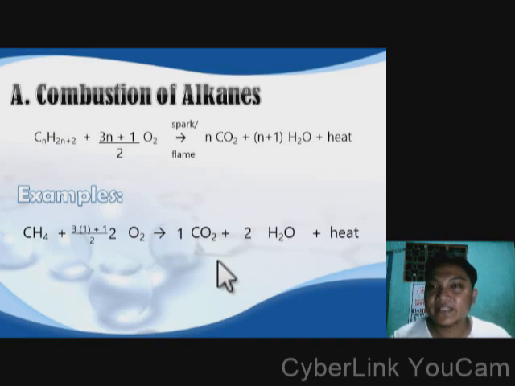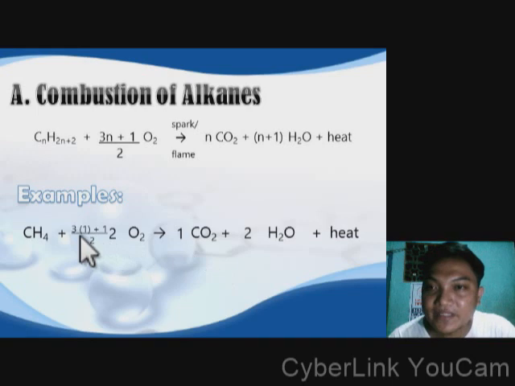Plus (3n+1)/2. So, n is the number of carbon, so (3(1)+1)/2, that is your oxygen. Through spark or flame, we produce n, the number of carbon, so 1 carbon dioxide plus n+1, so 2 water plus heat. Did you get that?